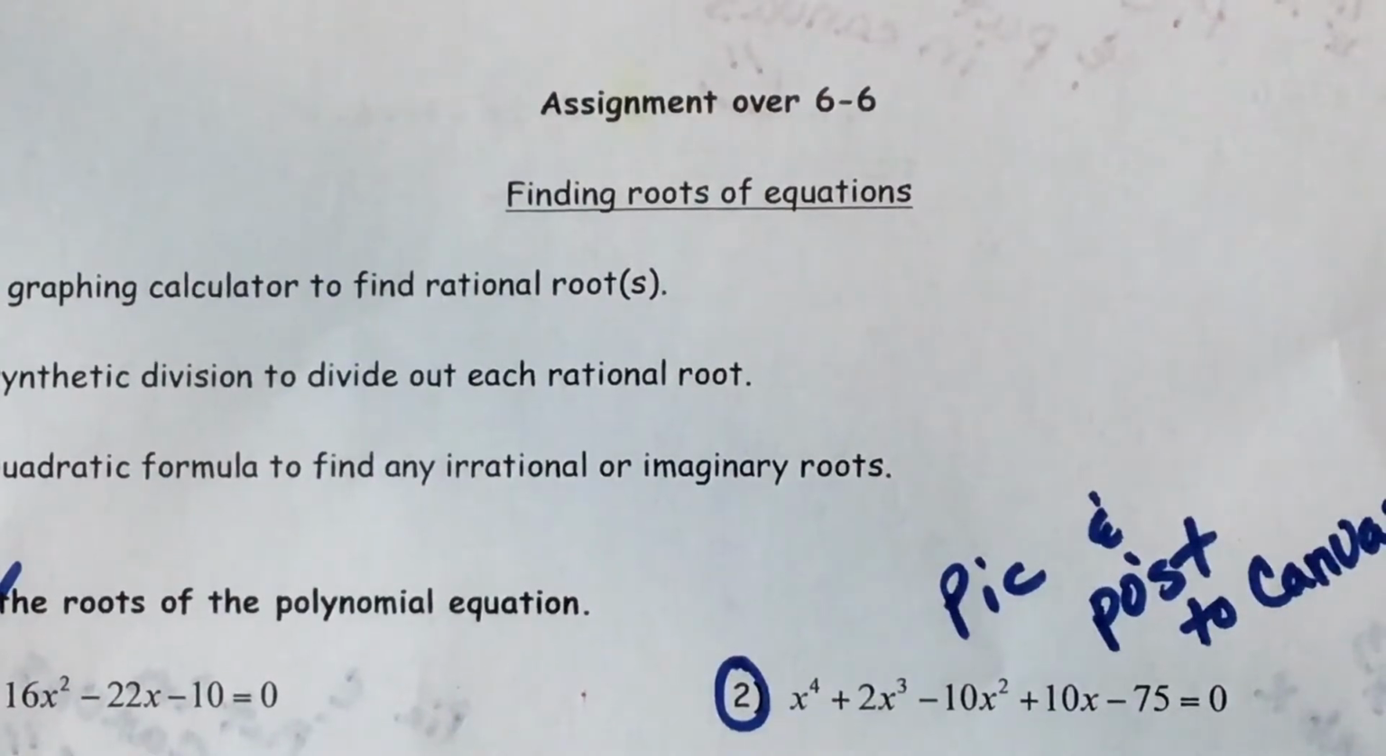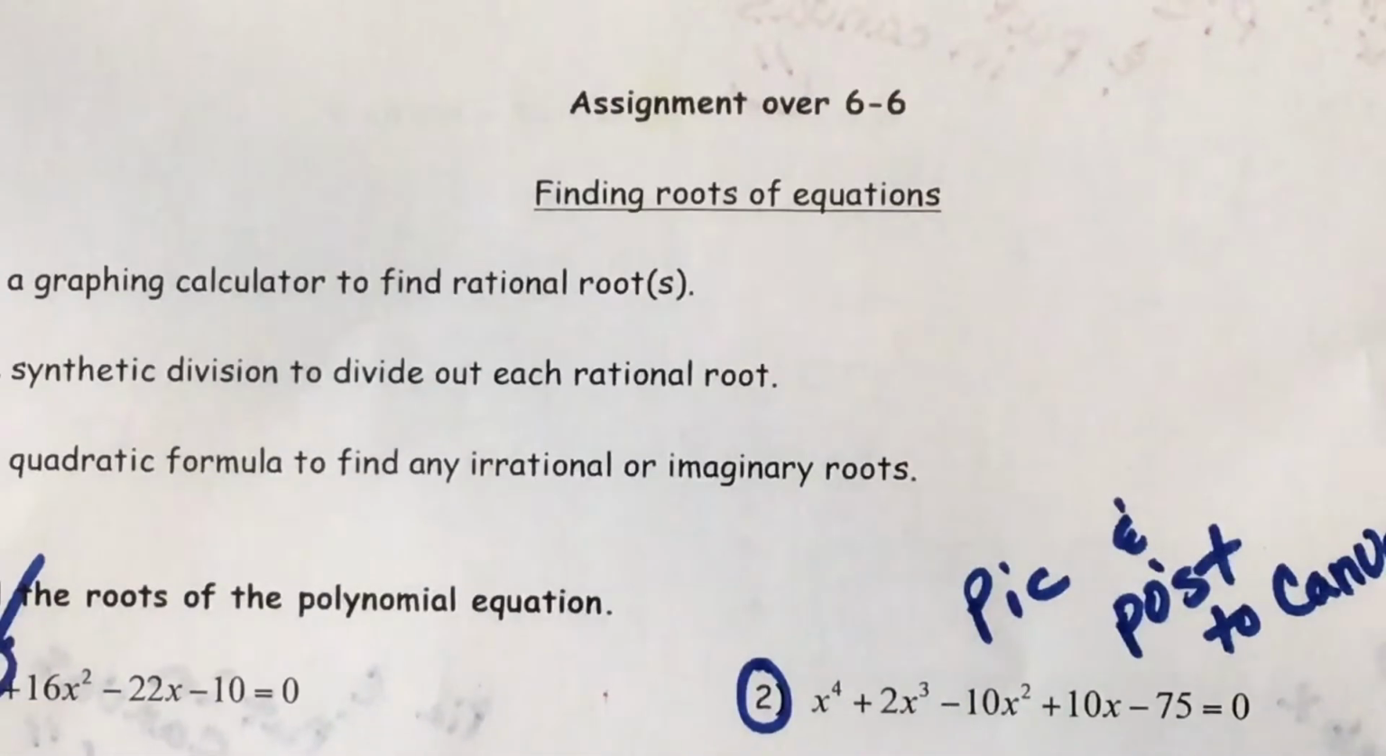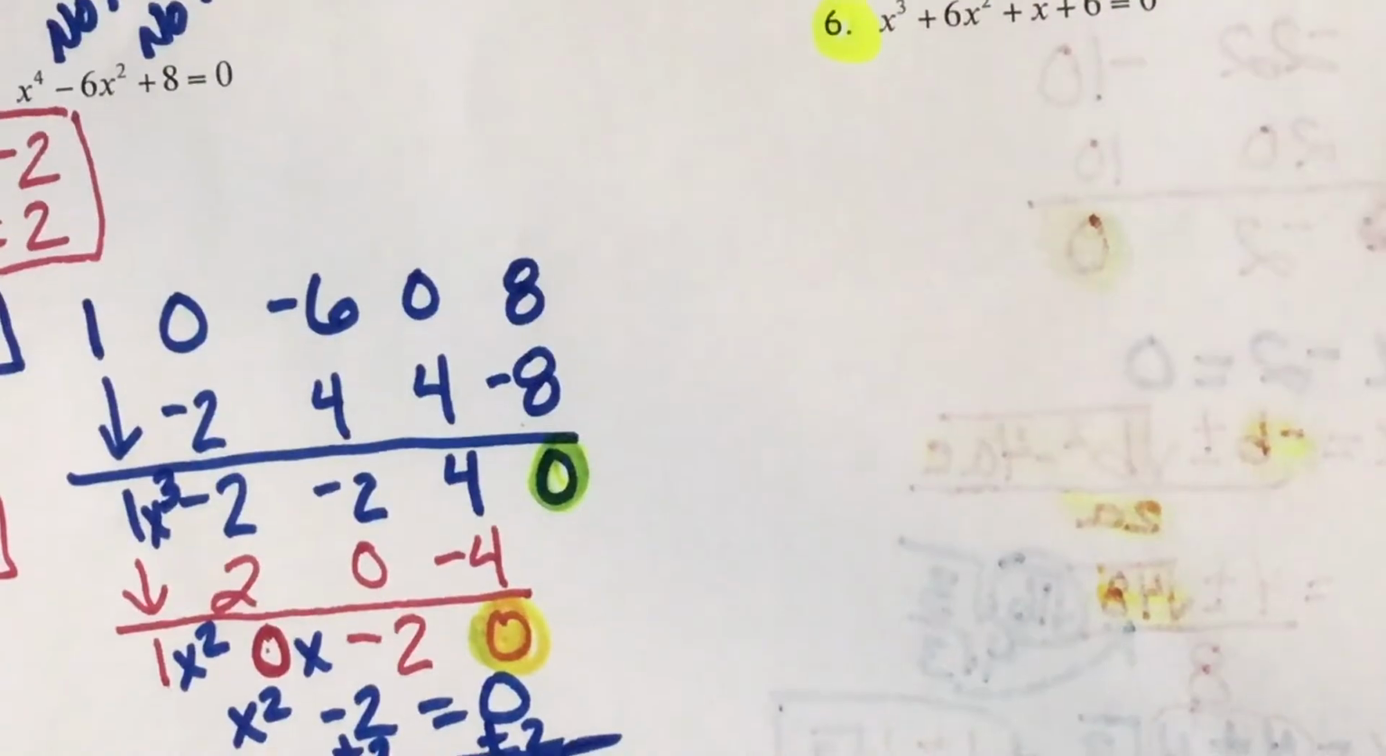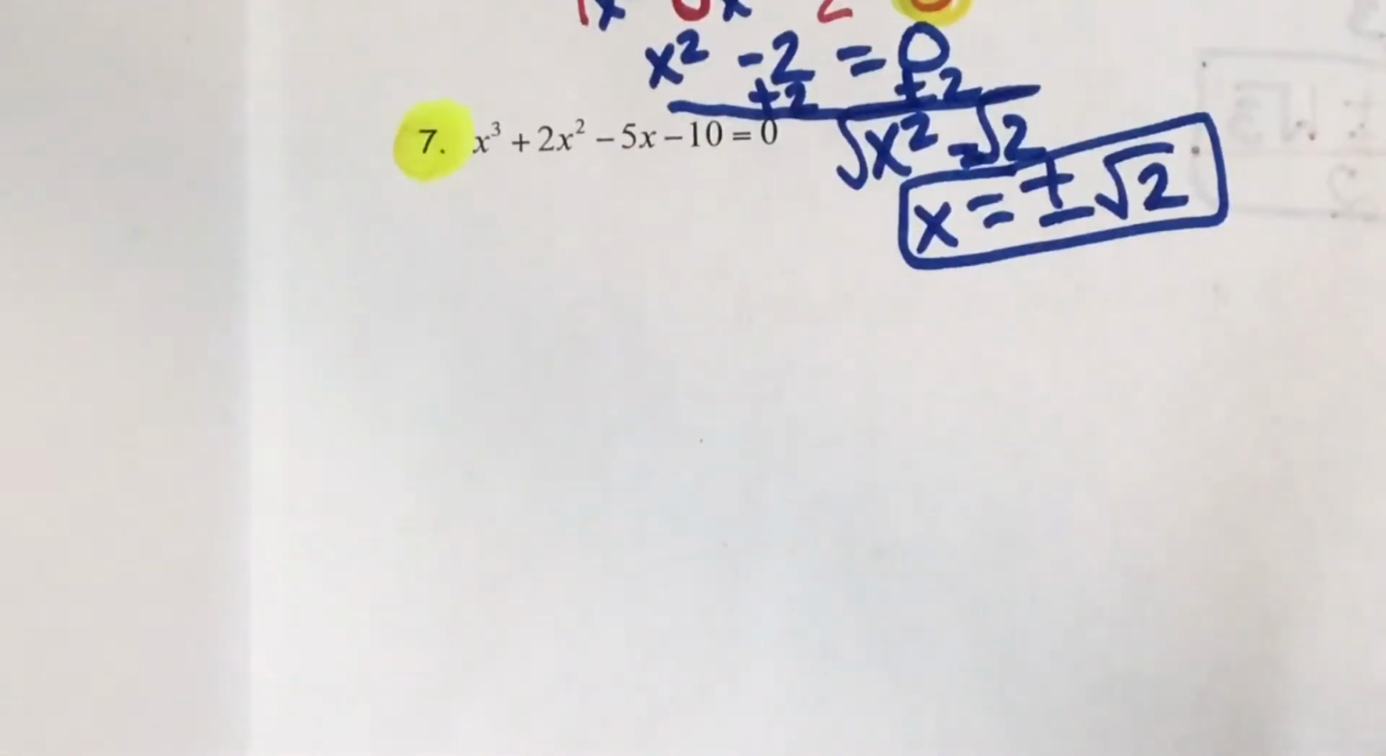Okay, here we are again. Still trying to work on this assignment over 6-6 and just the material from this lesson in general. So I'm taking my time. Hopefully this slow pace is working for you. So yesterday I asked you on this assignment to try number 6 and to try number 7. So I'm going to show you the answers to that now.